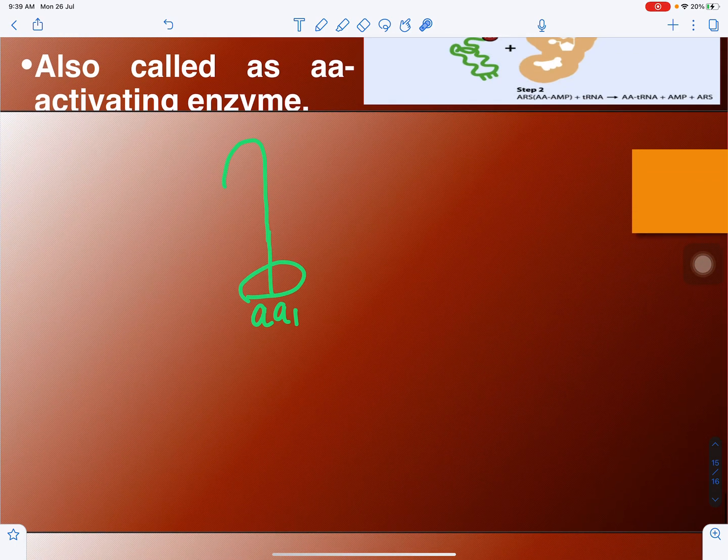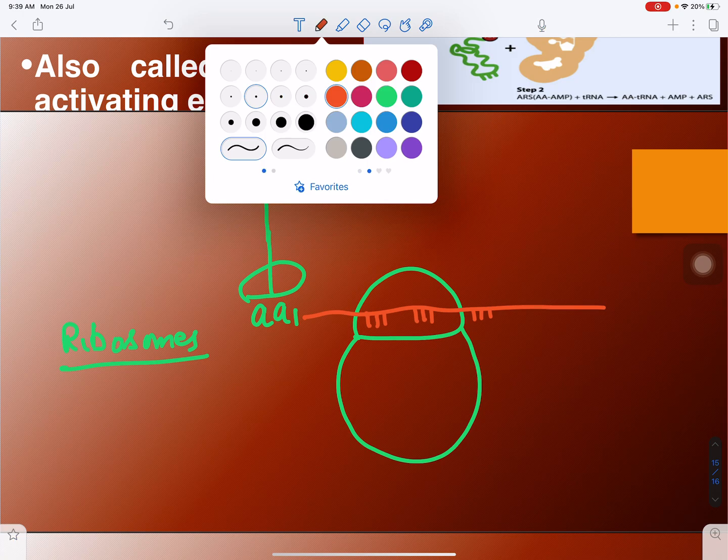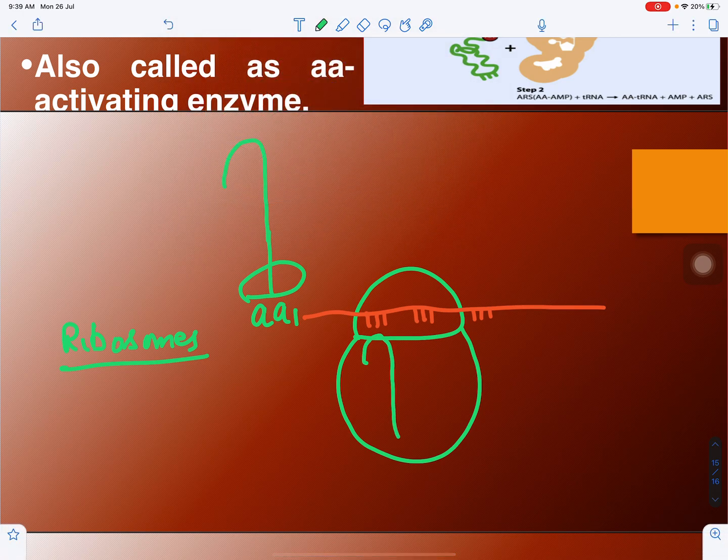So we have seen in the whole video what the requirements for protein synthesis are. We need ribosomes, which are also called protein factories. This is the ribosome which gets associated during protein synthesis. Then we require messenger RNA, which carries the codons, or genetic information, from the DNA. Then we require the transfer RNA, which carries the anticodon part and is linked to the amino acid.